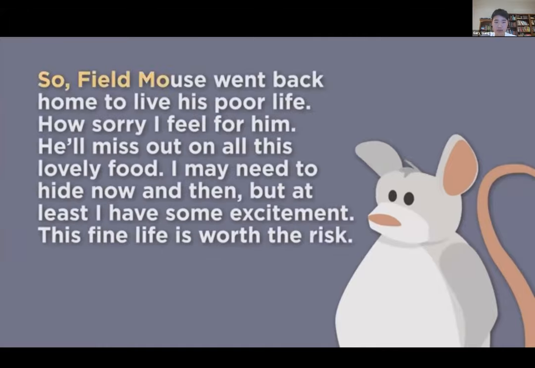So Field Mouse went back home to live his poor life. How sorry I feel for him. He'll miss out on all this lovely food. I may need to hide now and then, but at least I have some excitement. This fine life is worth the risk.